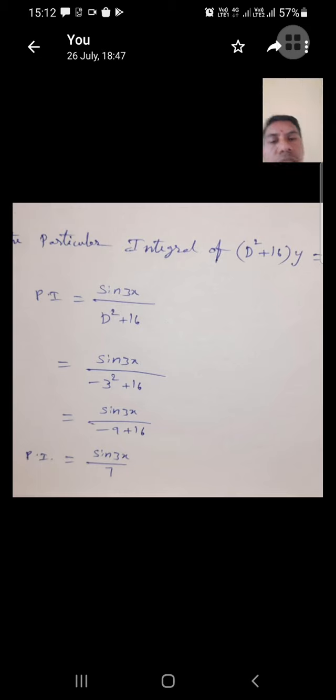So this is the particular integral. And one more thing: when we are substituting or after simplification, we should not get 0 in the denominator. If we are getting 0, that means we have to apply another formula. For zeros we have another procedure. Here 0 did not come, so we can apply this simple process. Next question.